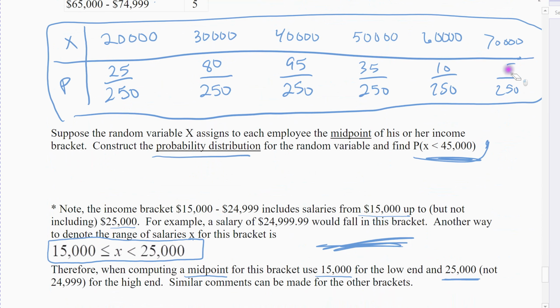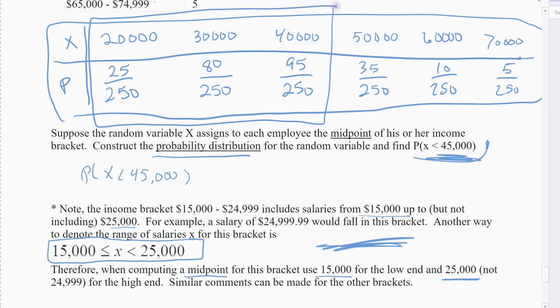Once I've got that, now the question. Answering the question: find the probability that a random variable x is less than 45. So find the probability that a person in this company has an income of less than 45,000. Well, that would be all of these. These are all of the categories that land below that. 40,000 is less than 45. So add up those three outcomes.